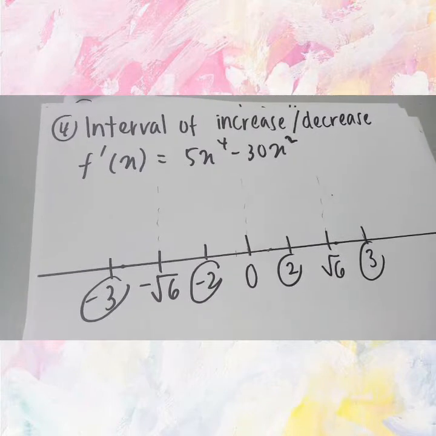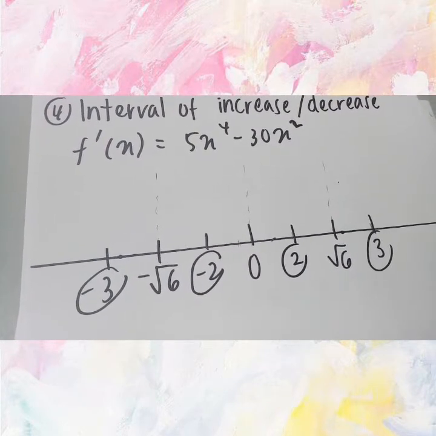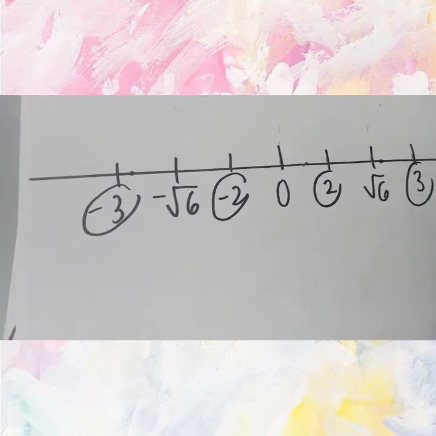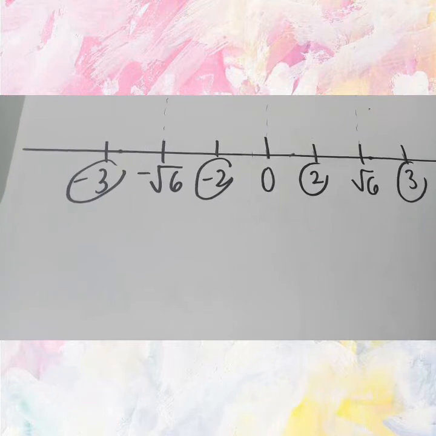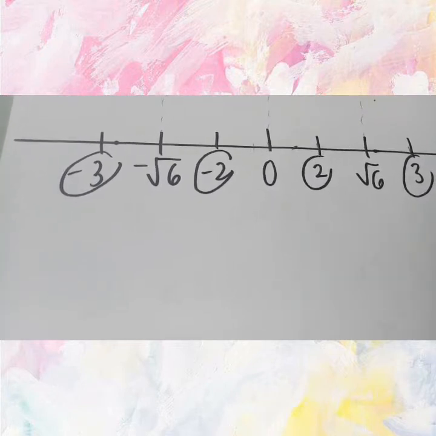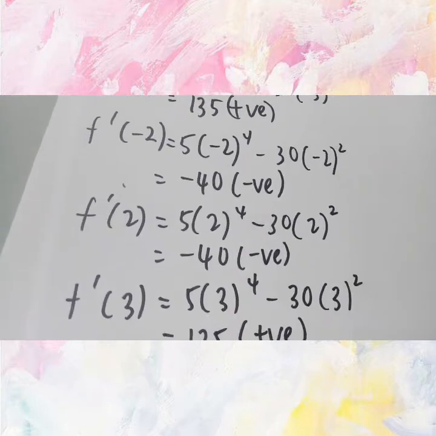Next step is to find the interval of increase or decrease, which means f'(x) equals 5x to the power of 4 minus 30x to the power of 2. You need to substitute values of x close to the values of x that we got before, which are plus or minus square root of 6 and 0. So this is the answer for every substituted value of x.